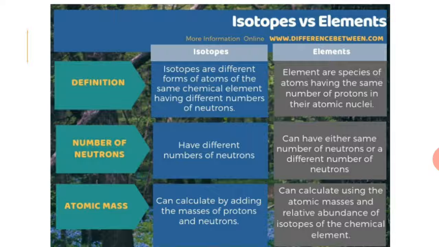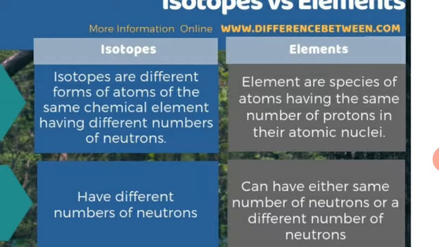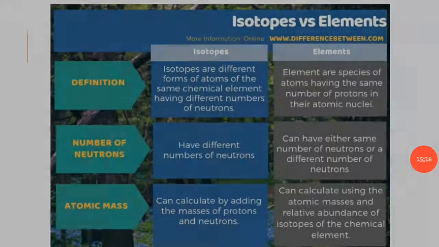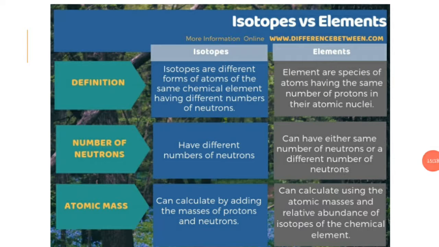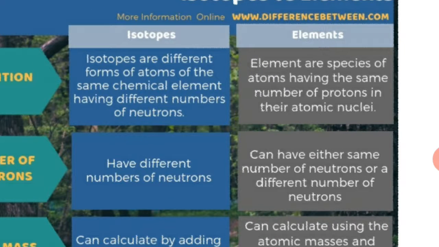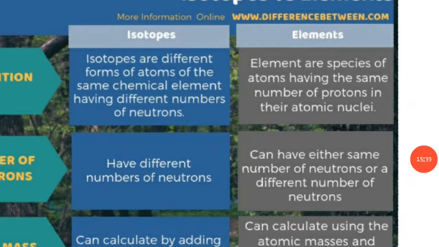Okay, so we were talking about isotopes and elements. So elements are basically neutral, and they are the species of atoms having the same number of protons in the atomic nuclei and equal numbers of electrons in orbits, which actually equal protons and electron charges in any atom.